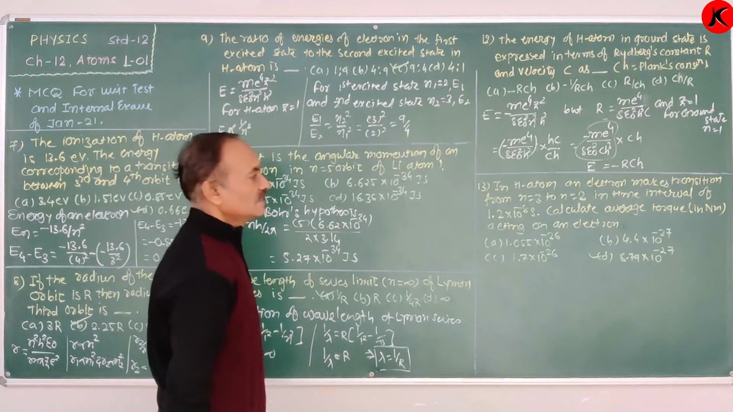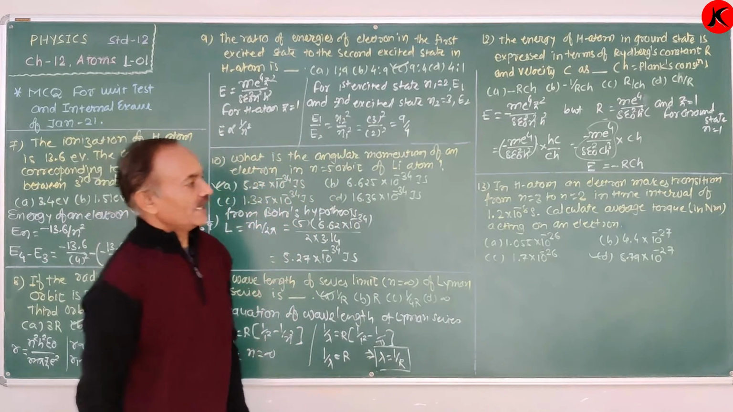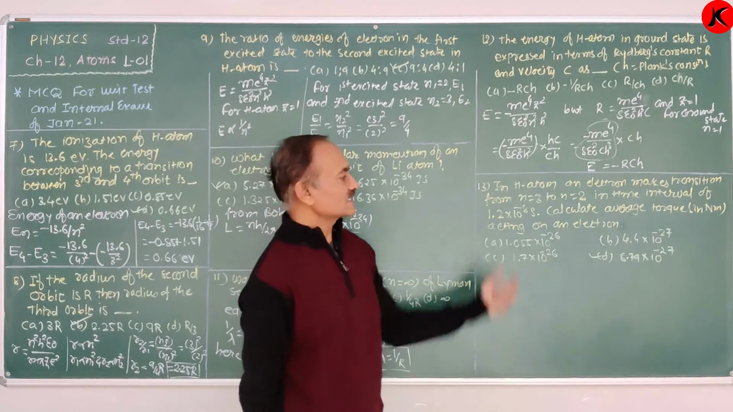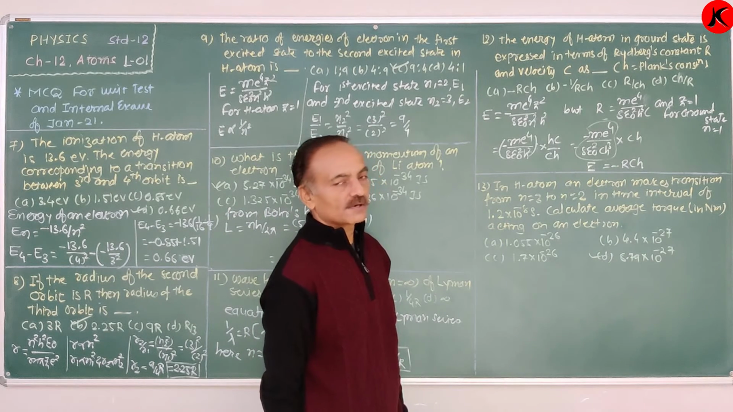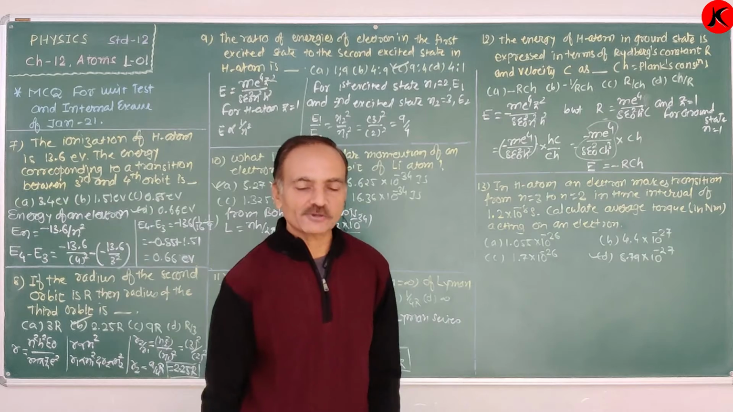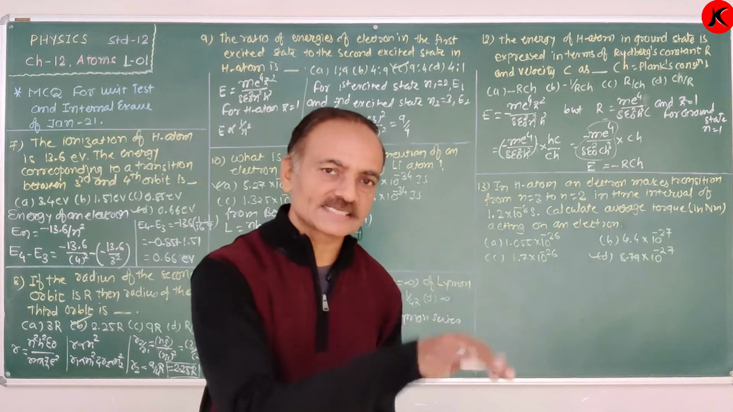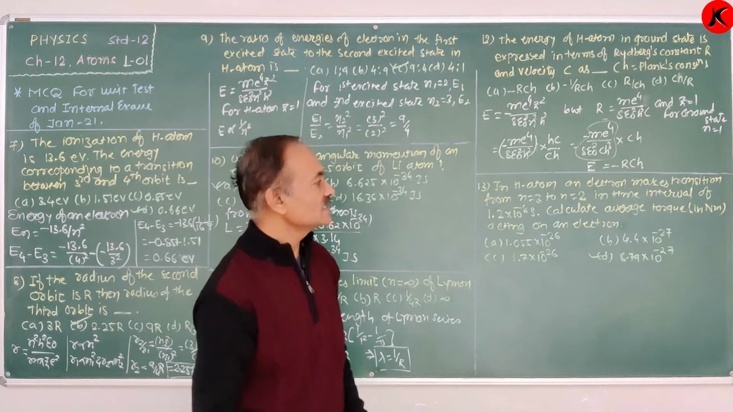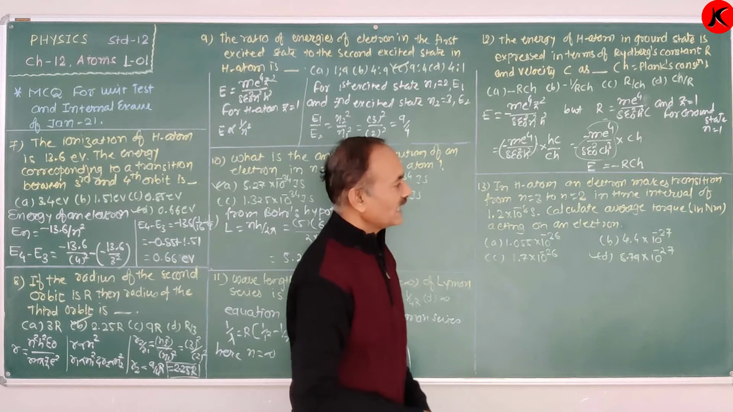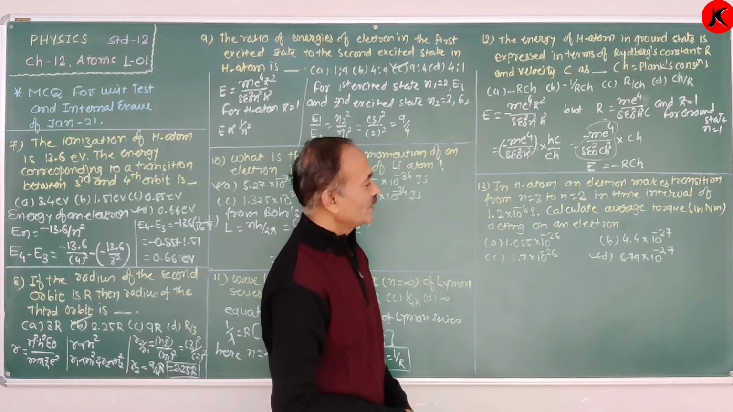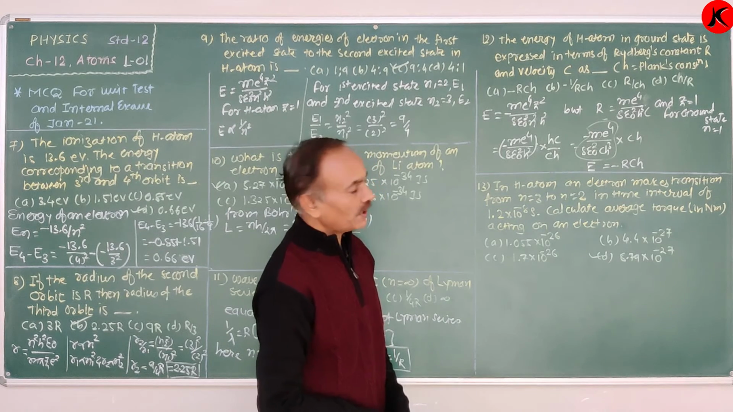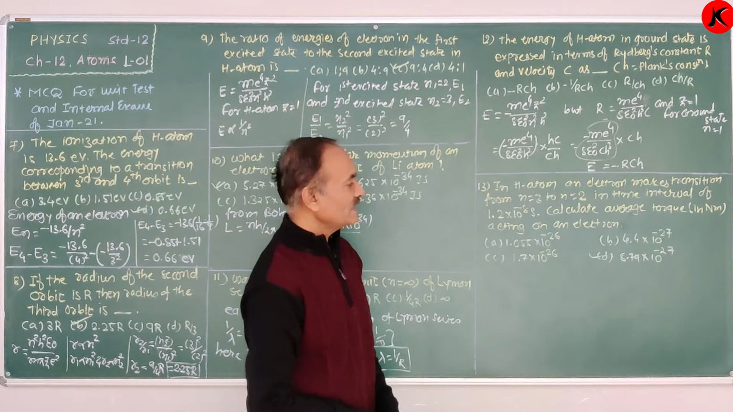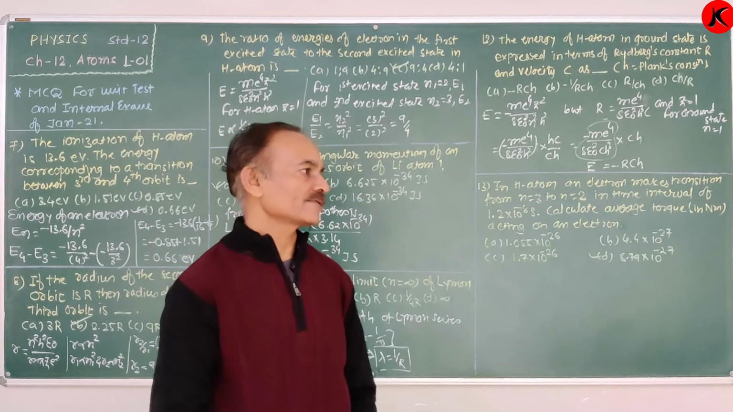Now next. In a hydrogen atom, an electron makes the transition from n is equal to 3 to n is equal to 2. That means the electron makes the transition from a higher energy state to a lower energy state in a time interval of 1.2 into 10⁻⁸ seconds. Time interval is given. Calculate the average torque in newton meter acting on an electron.